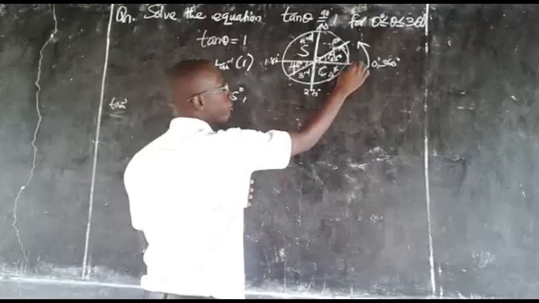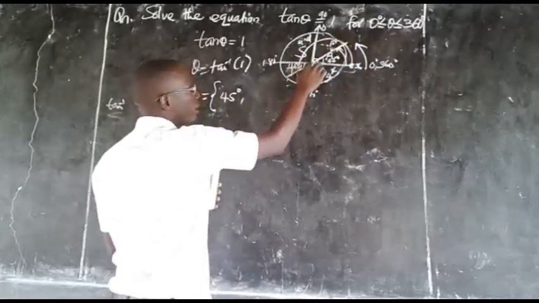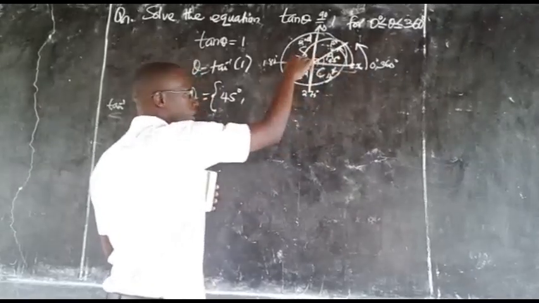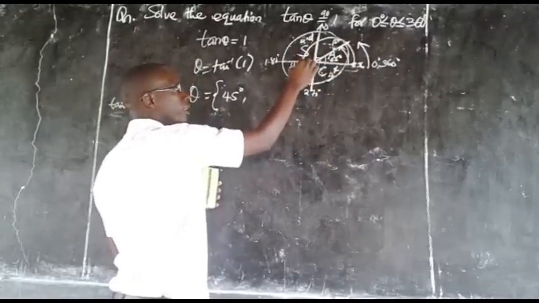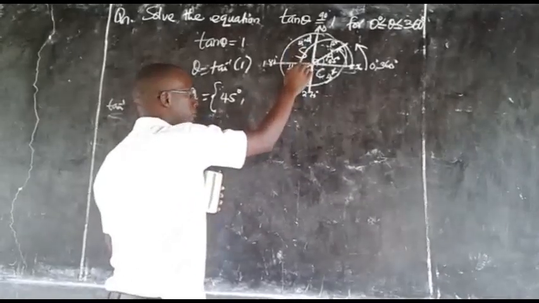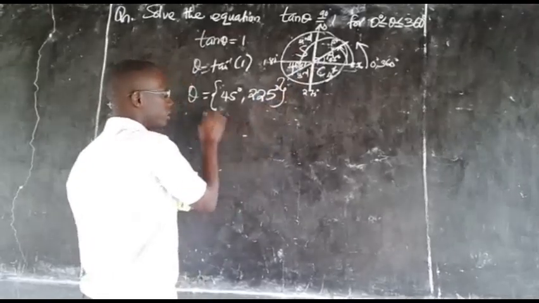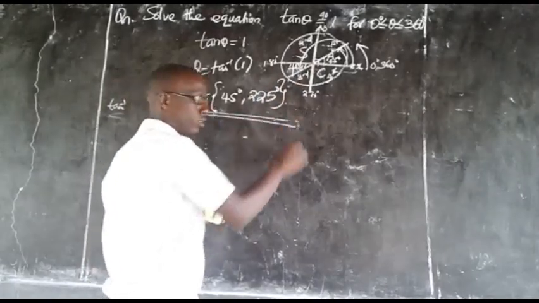The next angle will be from here up to here. When you measure from here to here it is 180. Angles on a straight line add up to 180. But they have shown us from here to here is 45 degrees. So I will get 180 plus 45 degrees, which will be 225 degrees. These are the two solutions of theta.